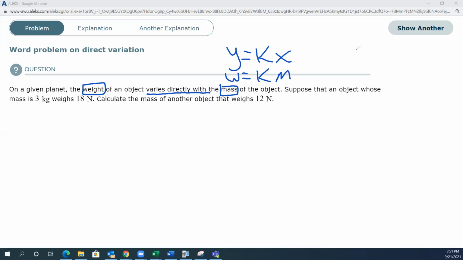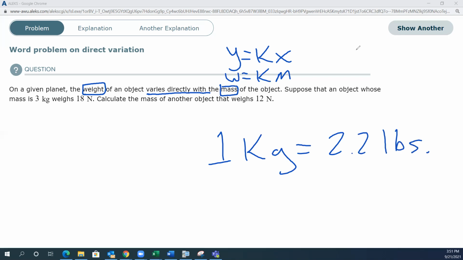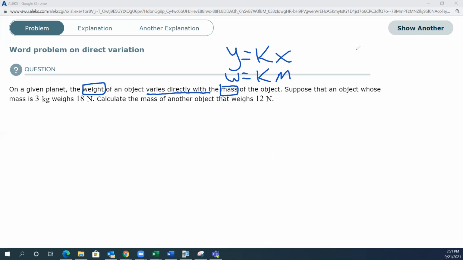Suppose that an object whose mass is 3 kilograms, and again, 1 kilogram on Earth's surface is about 2.2 pounds, so a little over 2 pounds. So let's plug 3 in for our mass variable. It weighs 18 newtons. So we'll plug in 18 for our weight variable. And then we'll solve for k.